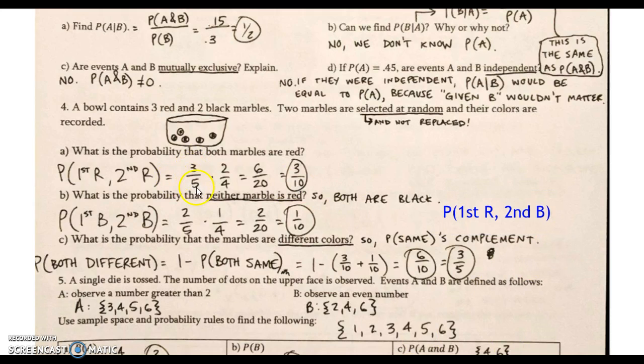You're going to multiply 3 out of 5 times 2, because there's 2 black marbles, out of 4, because there's 4 remaining total marbles. That should be equal to 6/20.